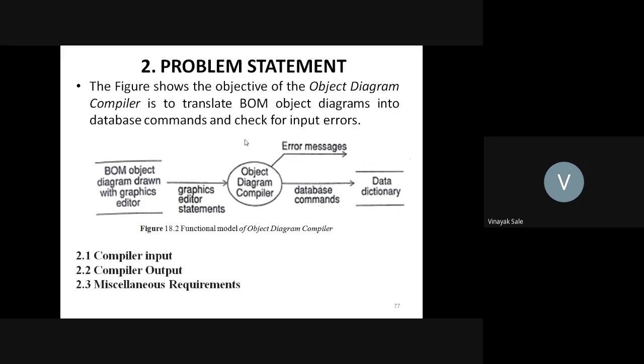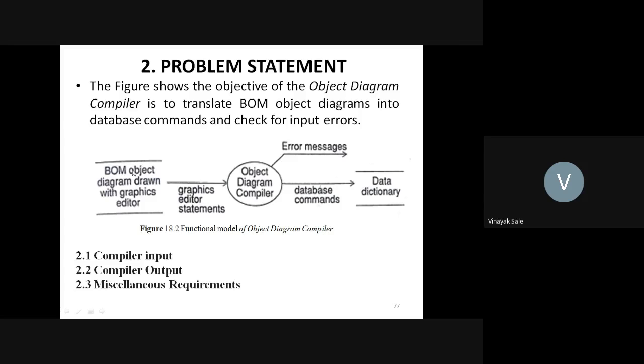Then what is a problem statement? Whenever you do a project, any project has its background, then there is a problem statement, and every problem statement must consist of input, output, and basic requirements regarding that project. See, the figure shows the objective of the object diagram compiler is to translate bill of material object diagrams into database commands and check the input errors.